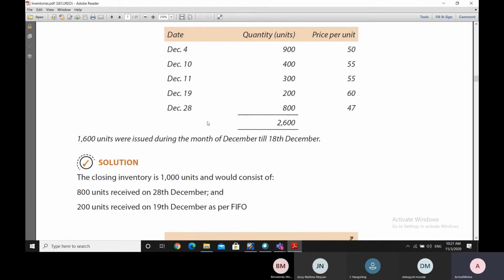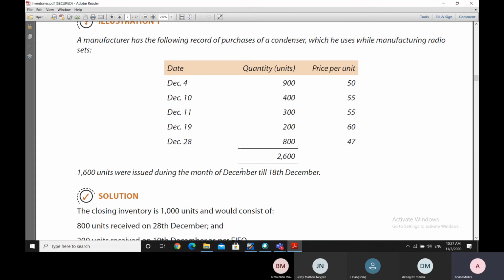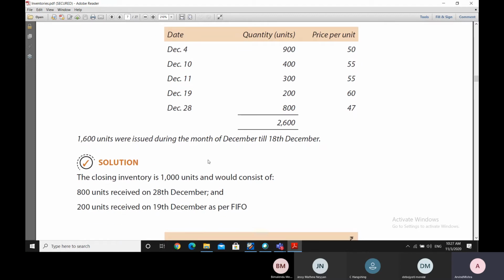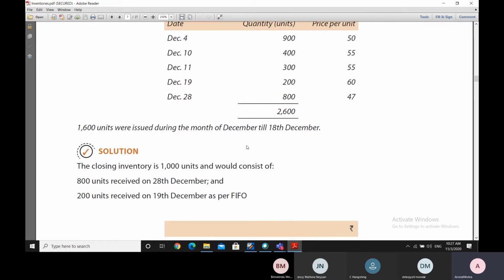So let us say we follow the FIFO method here. Out of 2,600 goods which he had purchased, he has issued 1,600 already by 18th of December. Since he has issued 1,600, he is left with 2,600 minus 1,600, which is 1,000. So the closing inventory is 1,000 units, and out of these 1,000 units, 800 units were purchased on December 28 and 200 units were purchased on December 29.